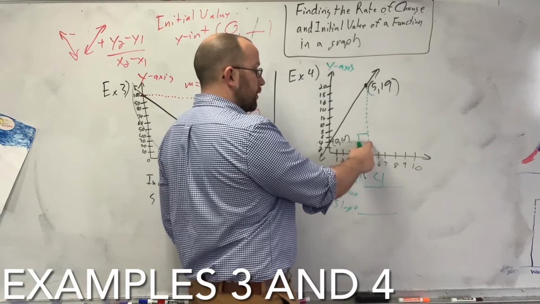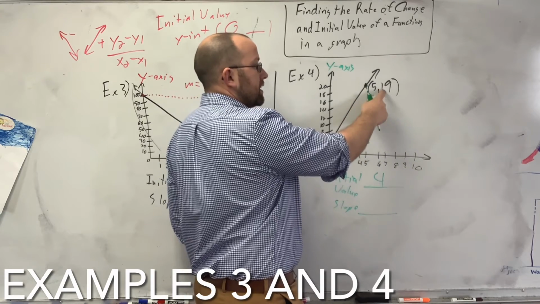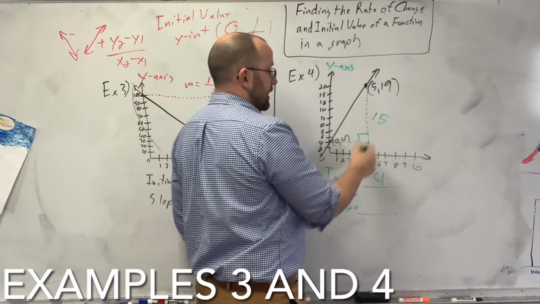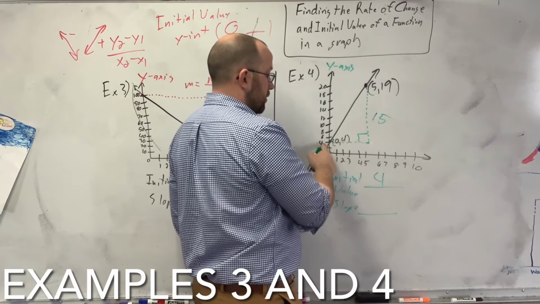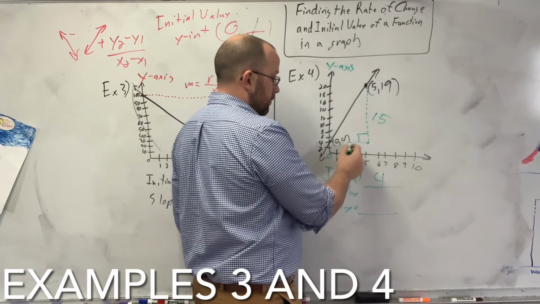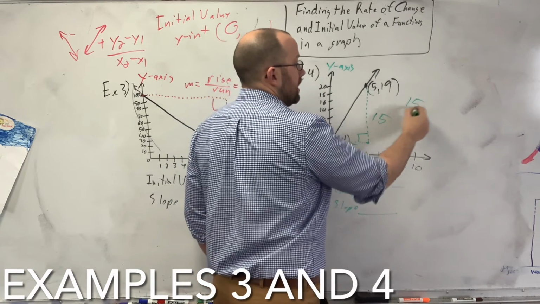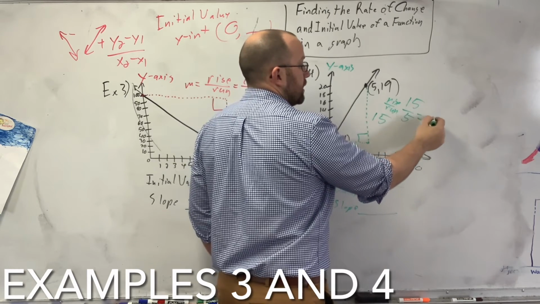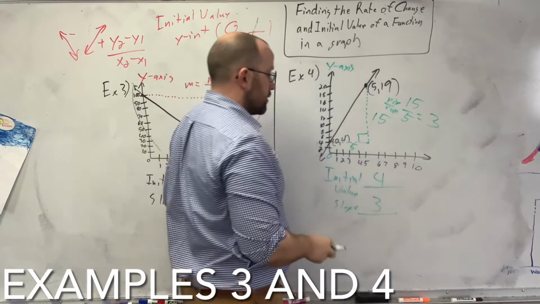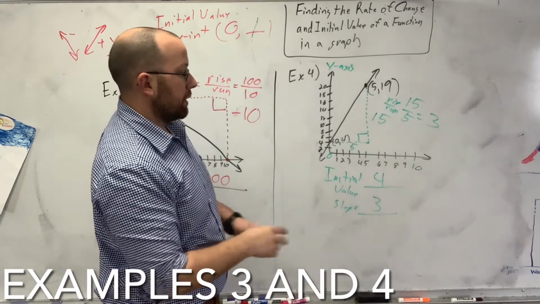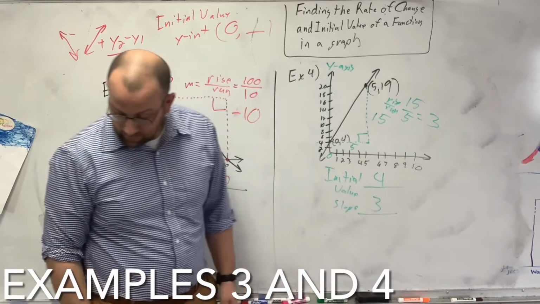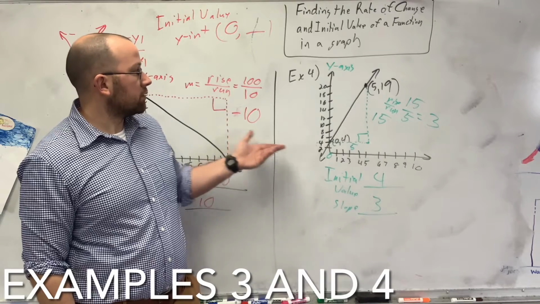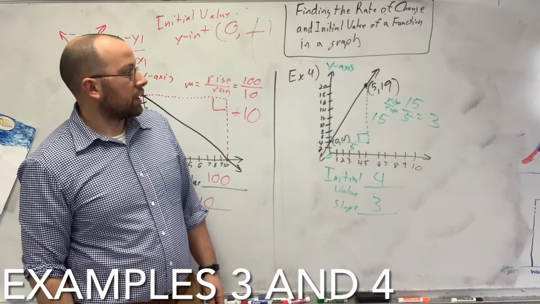So how many did I go from here up to here? Well, it's at 19, and then it goes down to 4. So 15. Then I went from here to 0. I went over 5. So 15 over 5, because it's rise over run. Simplify, you get 3. So you're changing 3 every however many units that is. And there you go. That is how you determine your rate of change and initial value from a graph.